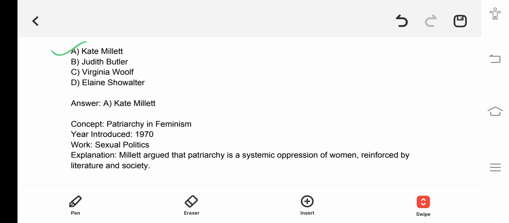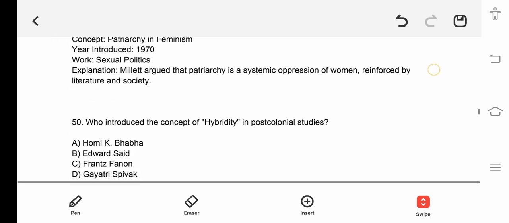India is also a patriarchal system, it is from ancient times till now. This concept is still running. Millett argued that patriarchy is a systematic oppression of women reinforced by literature and society. It's very easy to understand this concept.